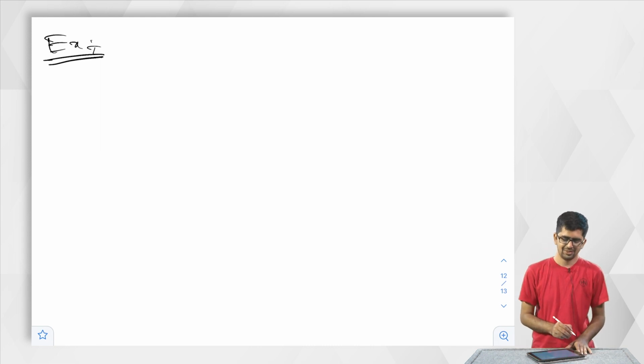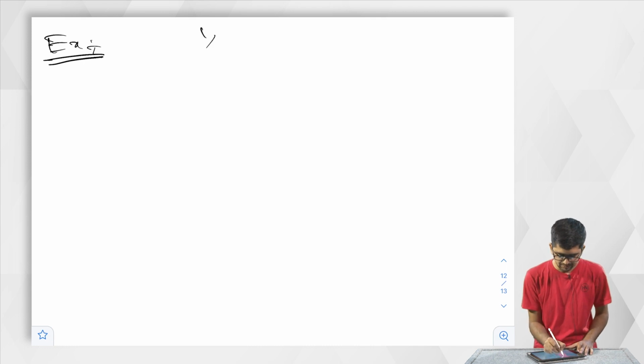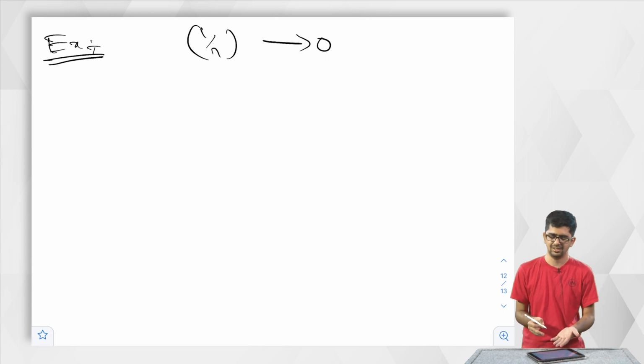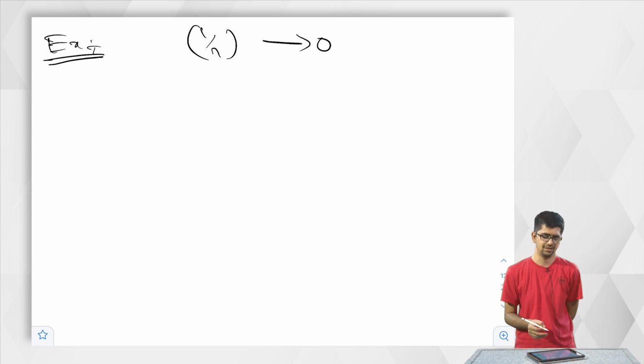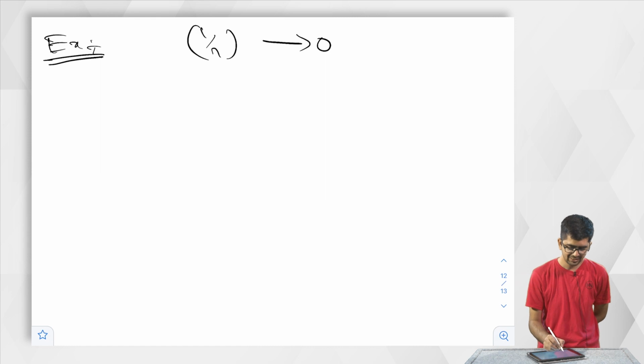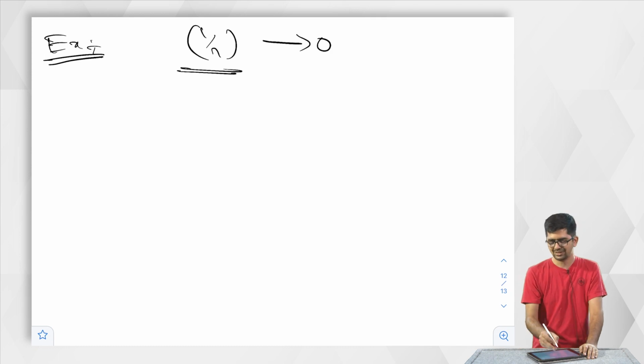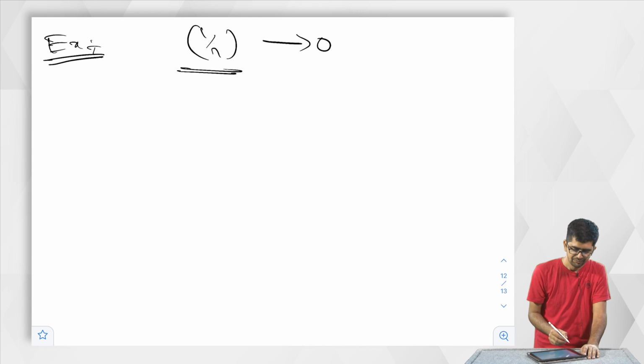One very basic example of a convergent sequence is 1 by n. 1 by n converges to 0. This we have seen before in detail. So, this is a Cauchy sequence. One can just use that result and quote it and say this is a Cauchy sequence. But let us just rewrite the proof again.